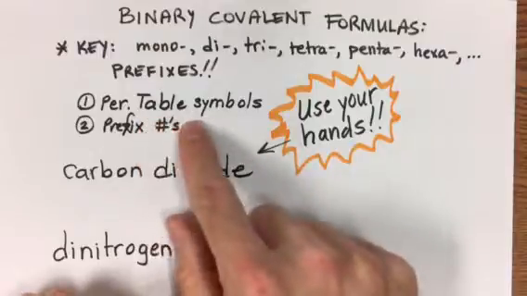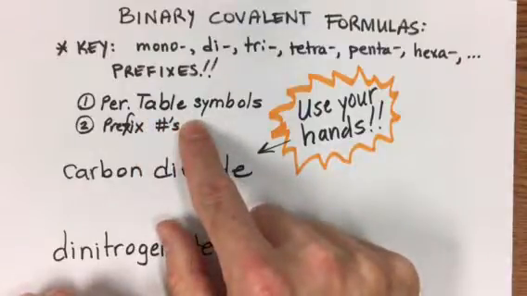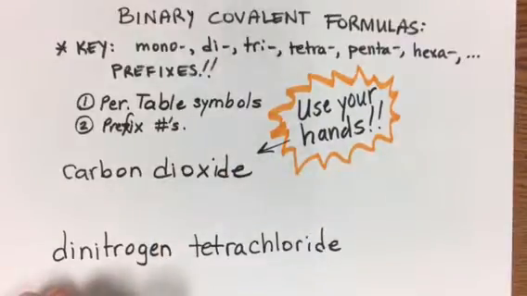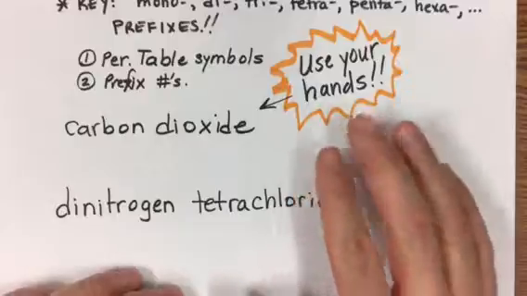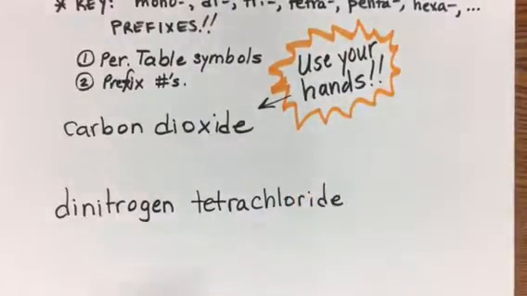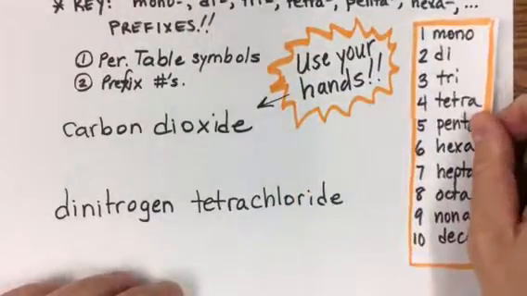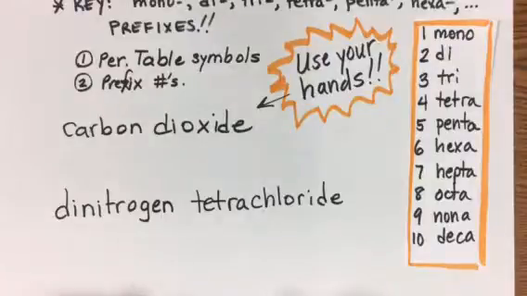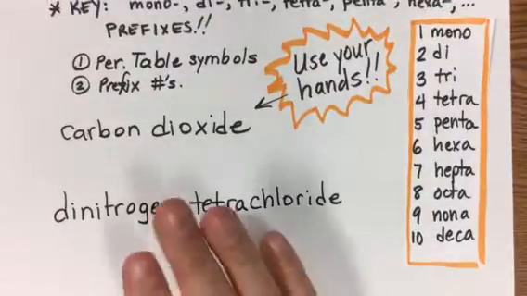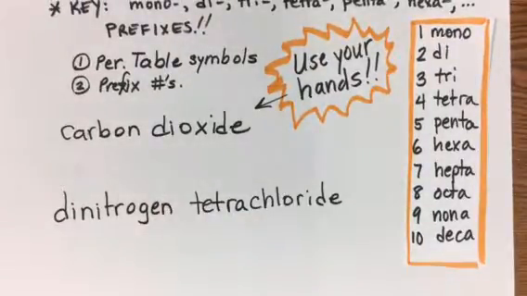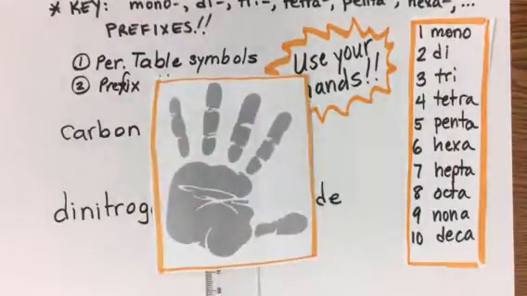You're also going to need the periodic table symbols for the elements that you see in the name. So let's look at a couple of examples. I suggest when you do this, you use your hands, and you need to have this list right here memorized. So let's take a look at carbon dioxide.